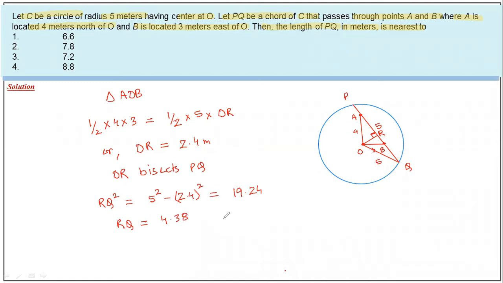So PQ will be twice of RQ, and that will be equal to 2 into 4.38. So that will be approximately equal to 8.8. Option 4.